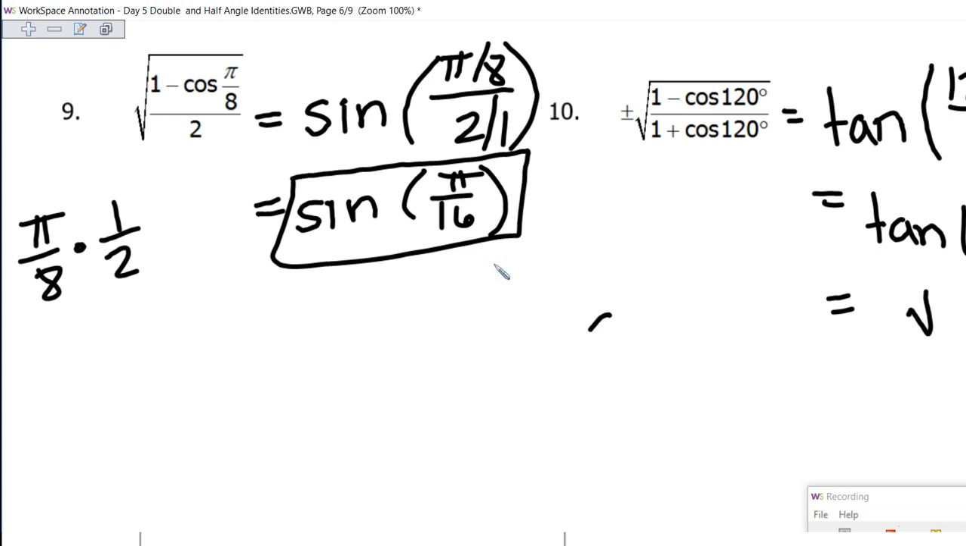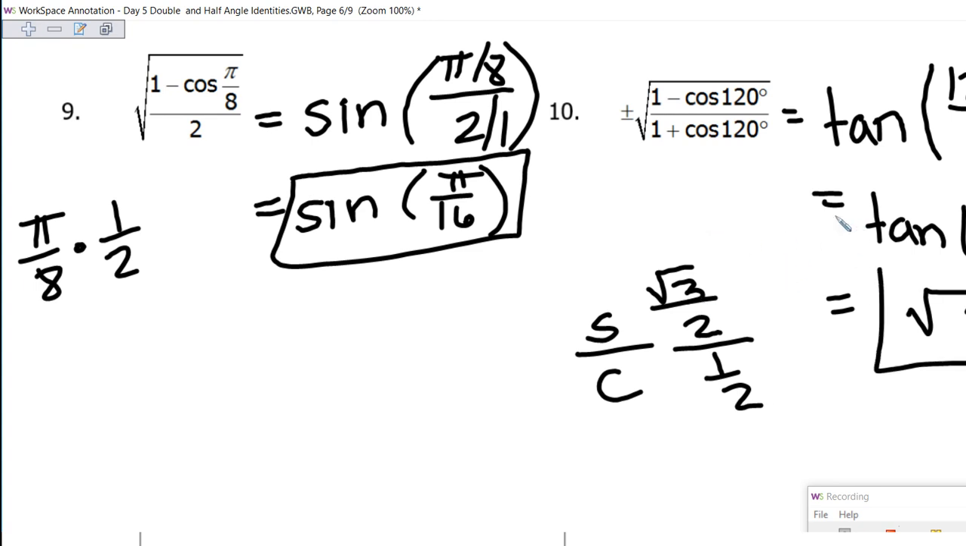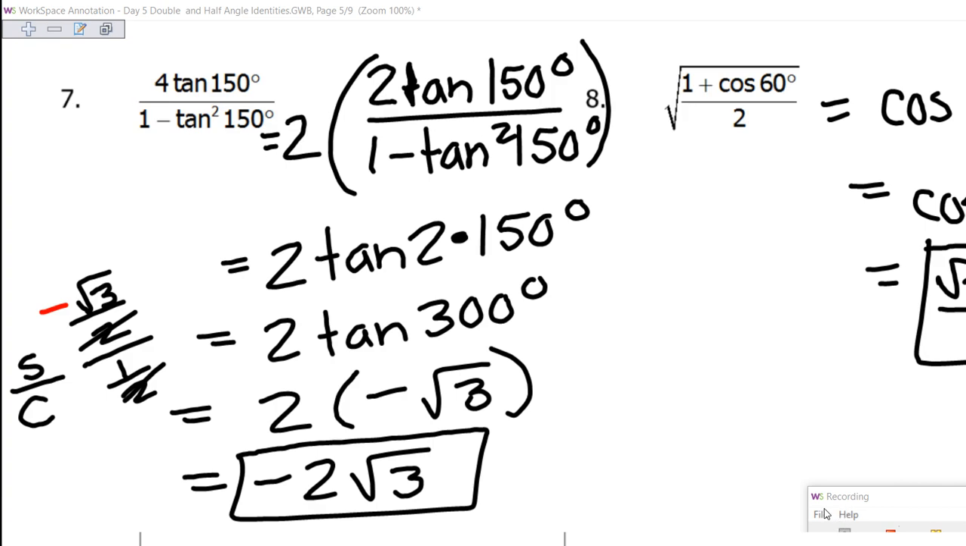And what's the tangent of 60 degrees? Let's say the sine over cosine. The sine of 60 is square root of 3 over 2, and the cosine of 60 is 1 over 2. So the tangent of 60 degrees is square root of 3. You should have a little bit of deja vu. I've done this before, haven't I? Over here with 300 degrees?